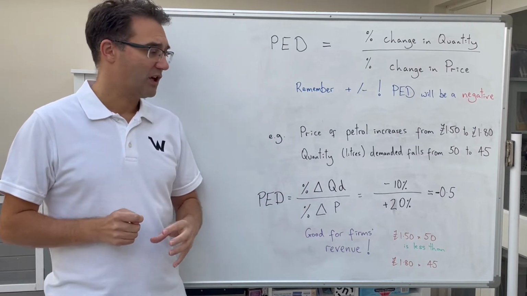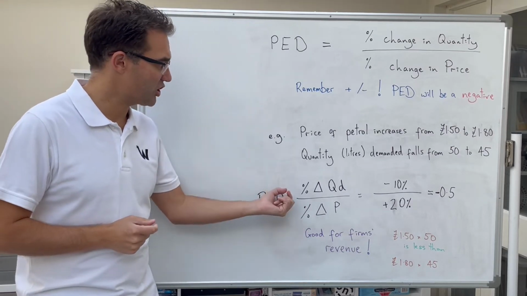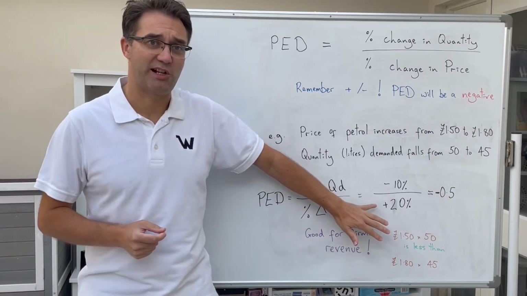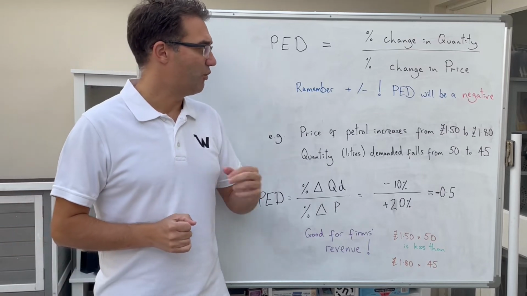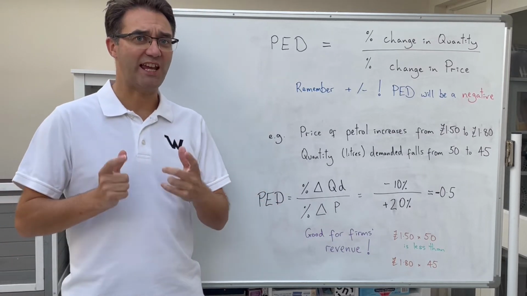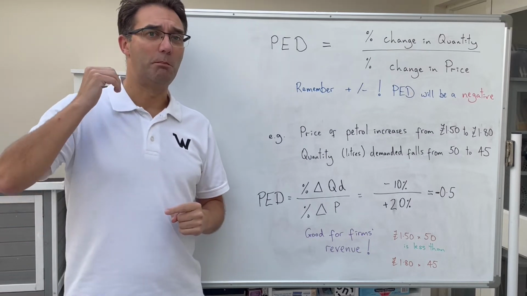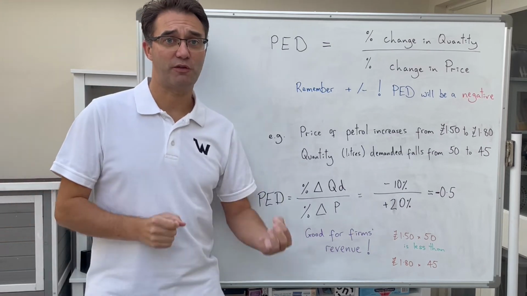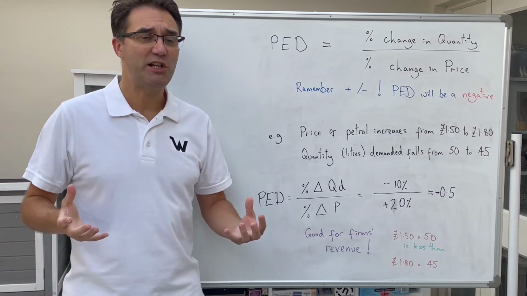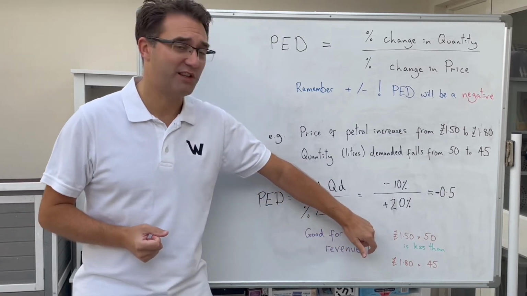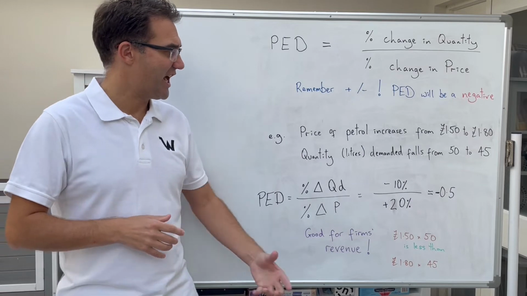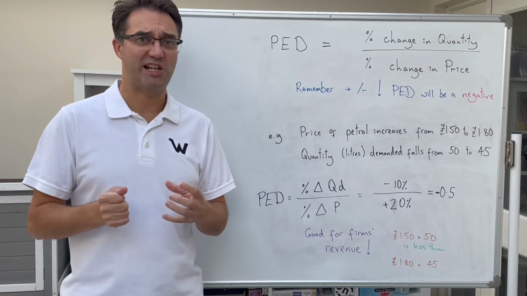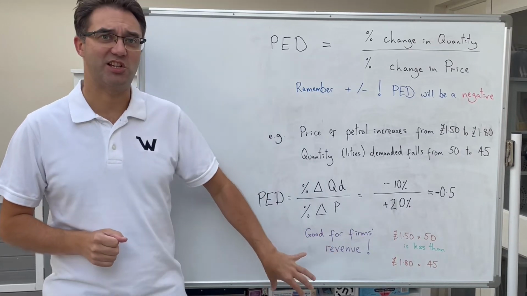If we put those figures into our equation, the percentage change in quantity demanded fell by 10%, the percentage increase in price was plus 20. We do that sum and it turns out that we've got price elasticity of demand of negative, the negative is really important, of -0.5. What would that mean? Well, using this as an example, that would be good for firms in terms of their revenue. How do we know that? Well, because £1.50 times 50 litres is less than £1.80 times 45 litres, which goes back to that. Why do firms want to know about price elasticity of demand? Because it helps them make decisions about their price.